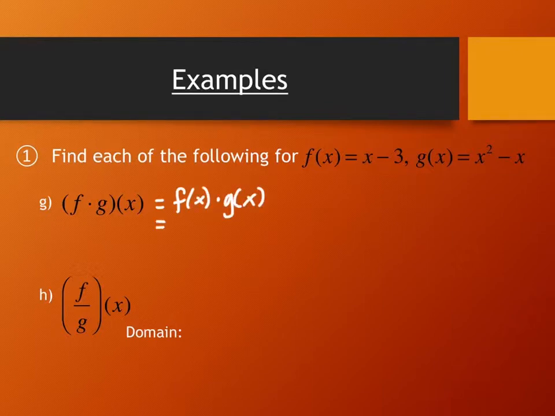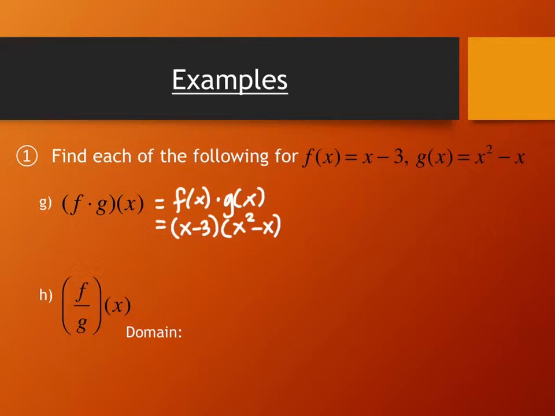Remember, I'm writing down almost on every single problem the bare minimum I'm expecting to see. I expect to see f of x times g of x written just like I just did. F of x was x minus 3. G of x is x squared minus x. So, what do I have to do? FOIL, distribute, multiply it out, right?